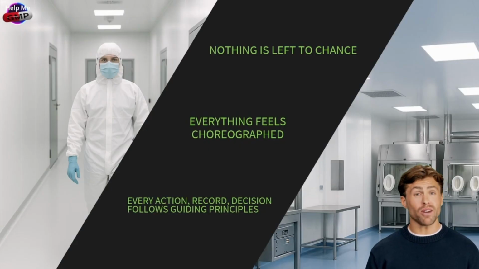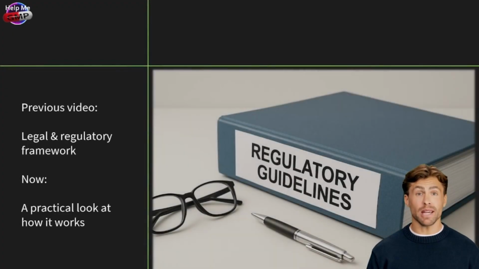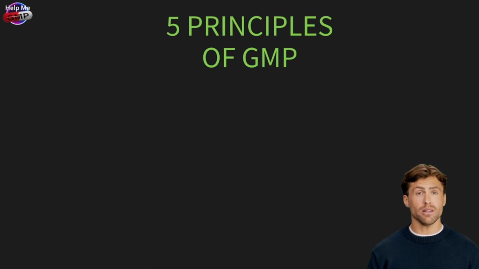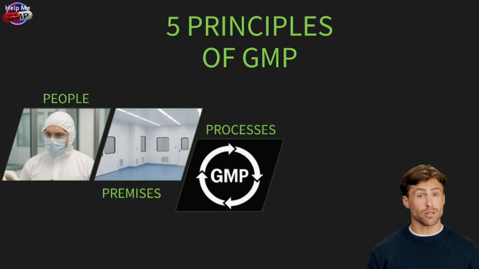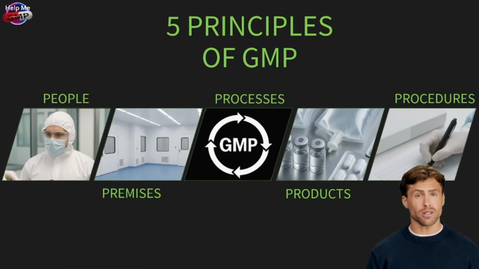Behind the scenes, every action, every record, every decision follows those 5 guiding principles. In this video, we're going to break them down so you not only know what they are, but why they matter. We'll go beyond the definition and look at the 5 core principles that every pharmaceutical professional should know. In our previous video, we covered what GMP is, the legal and regulatory framework that governs how medicines are made. Now let's take a more practical look. GMP can be summarized into 5 principles: people, premises, processes, products, and procedures.